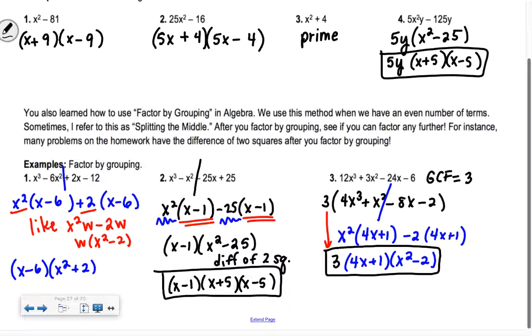Okay, so always look, especially on your homework, on the front page of your homework, I make the factor by grouping ones, a lot of them factor further. Okay, so look for that. So things like number 2, where we had the difference of two squares.